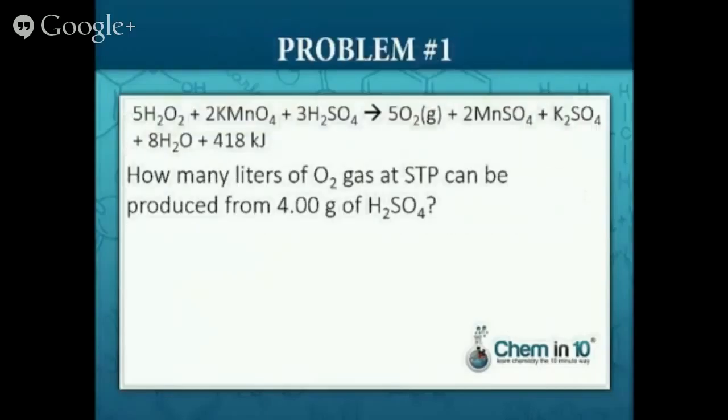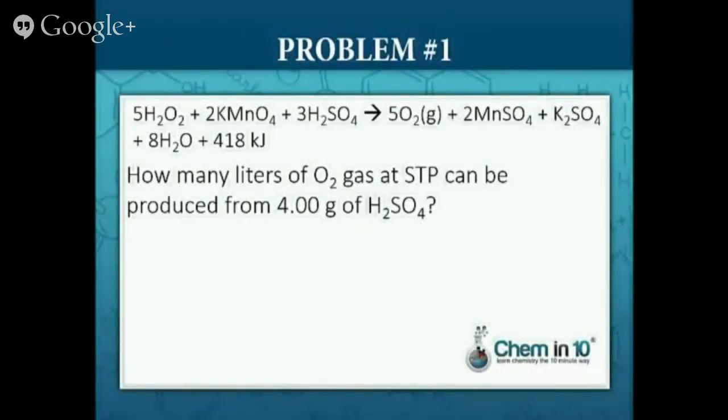We have 5 H2O2, 5 hydrogen peroxides, reacting with 2 moles of potassium permanganate plus 3 moles of sulfuric acid to make 5 moles of oxygen plus 2 moles of manganese sulfate plus potassium sulfate plus 8 moles of water plus 418 kilojoules. And that just means that 418 kilojoules of energy are released. It's usually seen in the form of heat. How many liters of oxygen gas at STP can be produced from 4 grams of sulfuric acid?